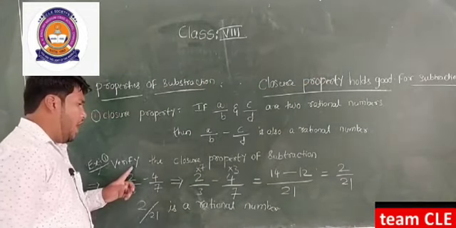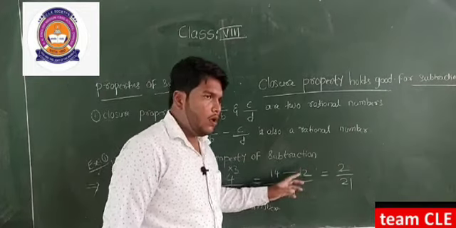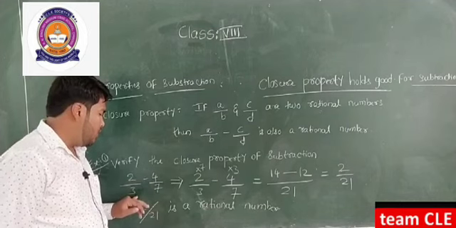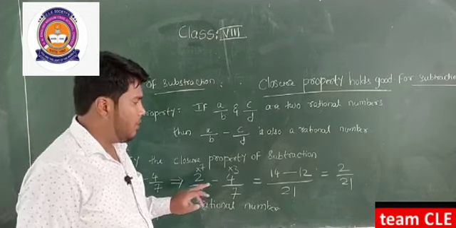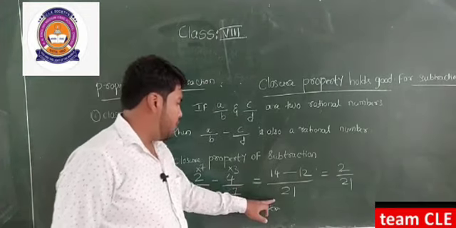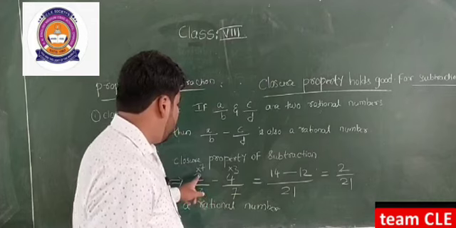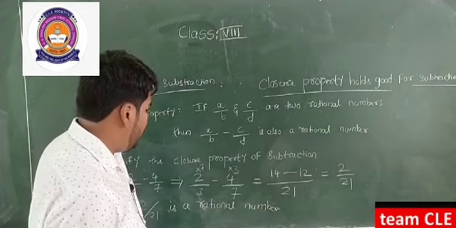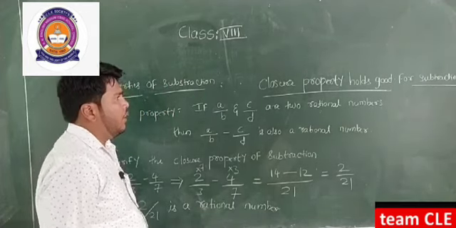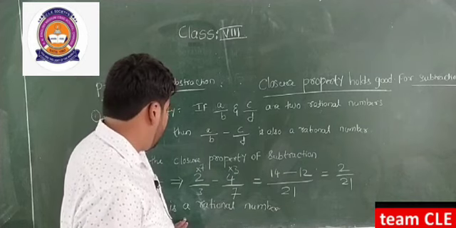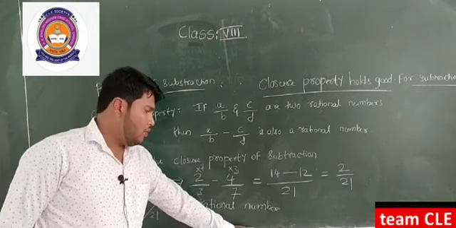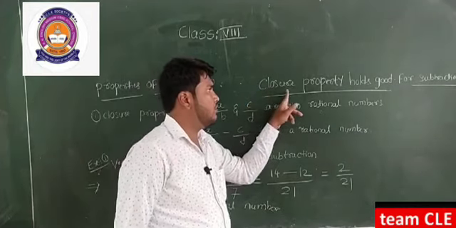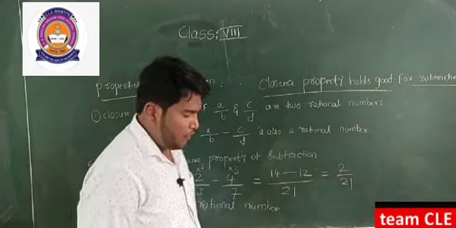So here, verifying the closure property of subtraction, I have taken one example, 2 by 3 minus 4 by 7. 3 and 7 are both odd numbers, so we get the LCM as 21. 3 7s are 21, 7 3s are 21. Multiply the numerators: 7 2s are 14, 4 3s are 12. So 14 minus 12 equals 2 by 21, which is a rational number. Hence we can conclude, as there is no space down here and it is not visible to you, I have taken the statement lastly. While writing in the book, just complete the sentence: closure property holds good for subtraction.